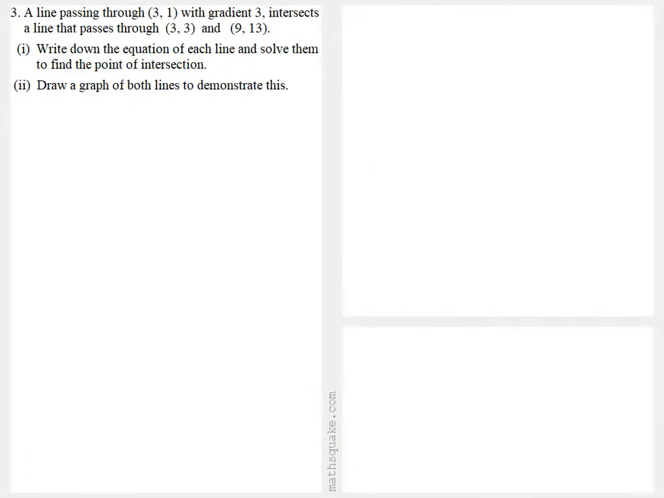Now in question 3, we're told a line passing through the point 3, 1 with gradient 3 intersects a line that passes through 3, 3 and 9, 13. In part 1, we have to write down the equation of each line and solve them to find the point of intersection. To do this, for line 1, we're going to use the equation y minus y1 equals m into x minus x1. Now we know it goes through the point 3, 1, so x1 is 3 and y1 is 1. We're told its gradient is 3, so m is equal to 3.